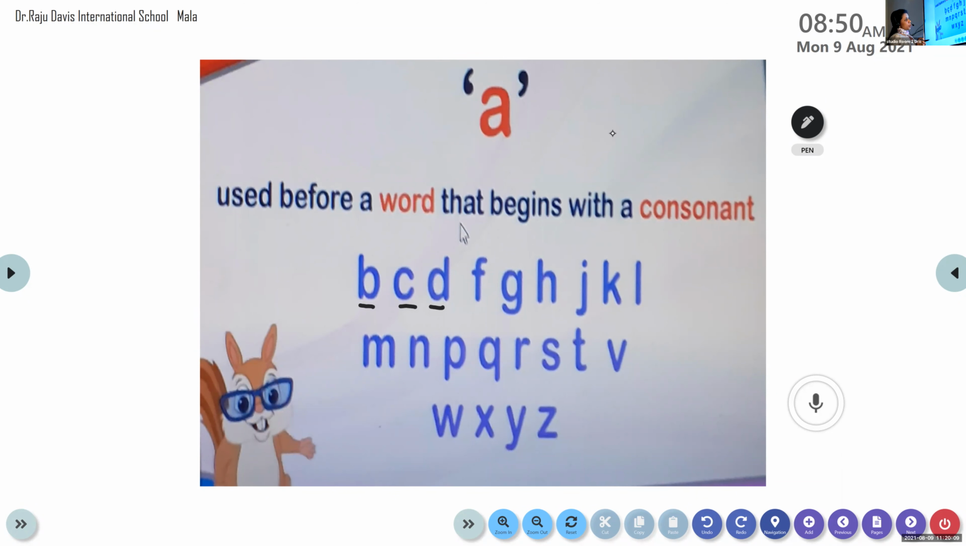Okay, all of you please have a look at it. So when a word begins or starts with a consonant or a consonant sound, we use "a" before the word. So all of you please look here.